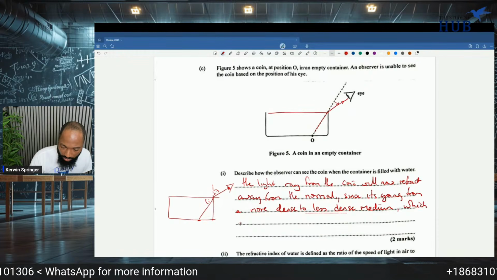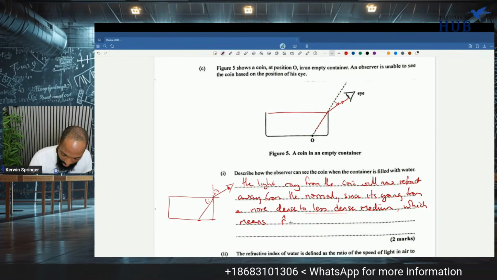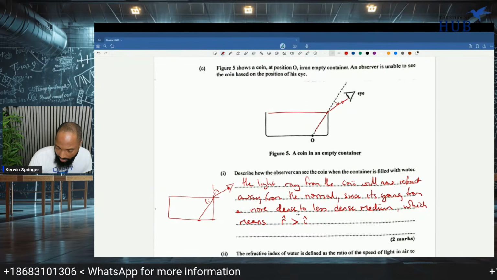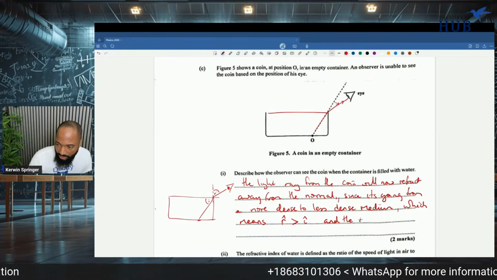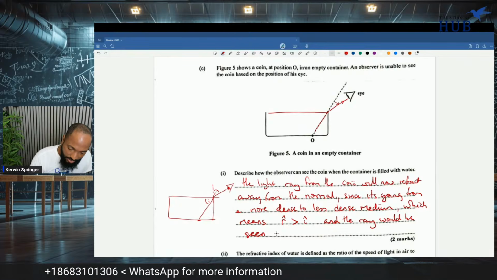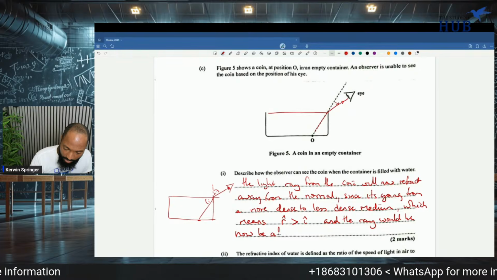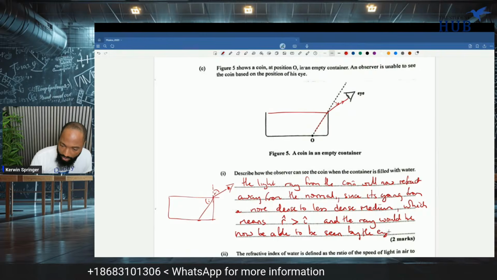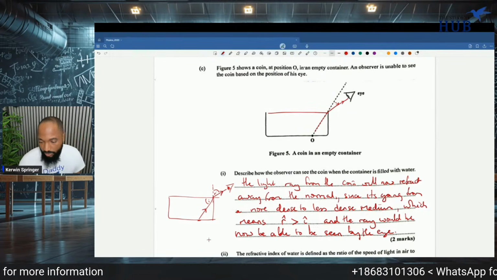which means angle R is greater than angle I. R is greater than I could work as well. And the ray would now be able to be seen by the eye. So the eye can see the coin. Draw the arrow this way. Don't forget that. Okay, cool.